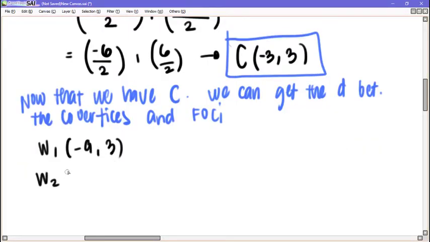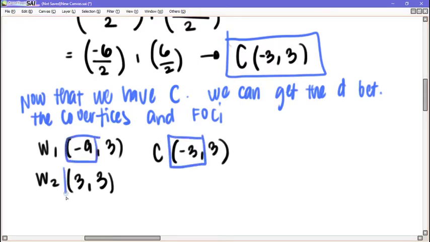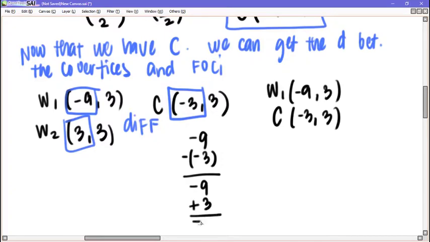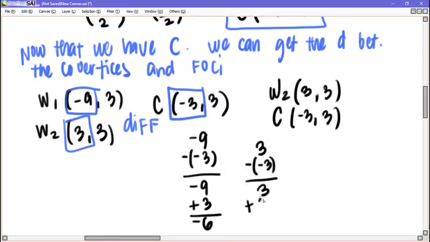You can get the distance using either one of the covertices and finding their differences when subtracted to the center. Using the first covertex, -9 minus -3 will become -9 plus 3, which is equal to -6. Using the second covertex, 3 minus -3 will become 3 plus 3, which equals 6, and 6 becomes the value of our B.